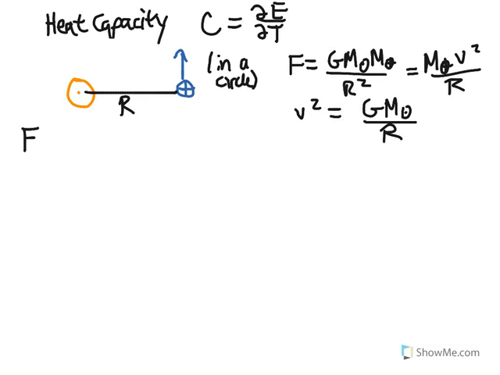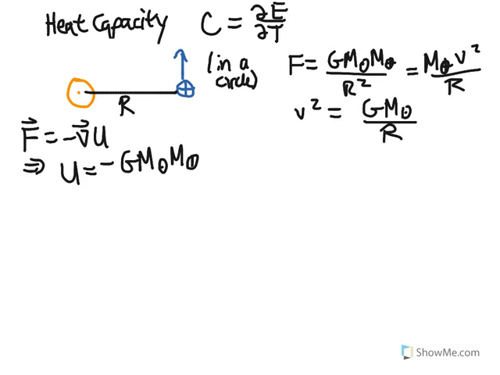The other thing that you know is that the force is equal to the negative gradient of the potential energy. And so if you're looking at this force, the only potential energy that'll work is U is equal to negative G m sun m earth divided by r. I think usually in high school physics you see this written as negative dU by dx. Yeah, and so you can just replace the x with an r and you end up with the same thing.